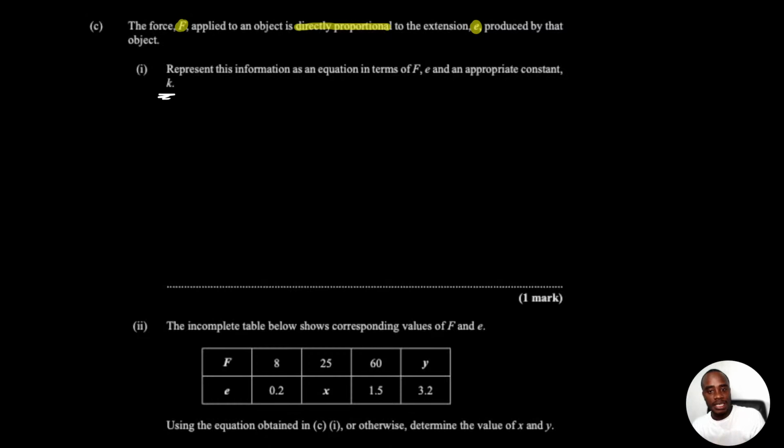So we want to represent it as an equation. So we know that F is proportional to E, sorry, that means F is equal to KE, where K is the constant that you multiply E by to get F. So this would be the equation for this direct proportion.